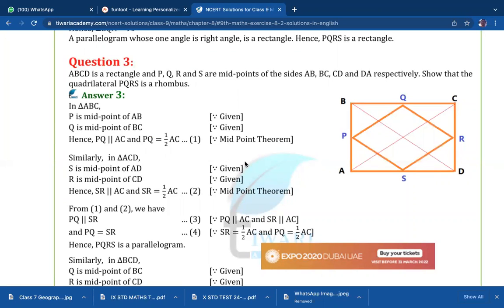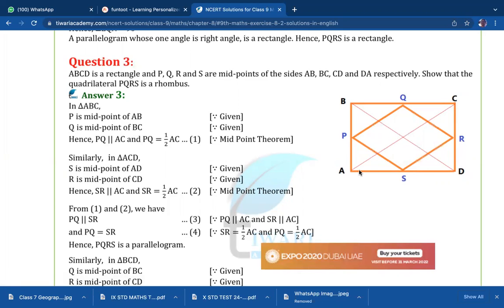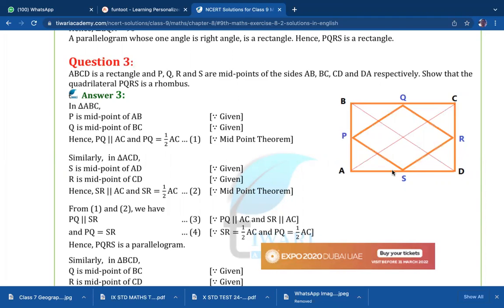So let me go to question number 3. All of them look similar. ABCD is a rectangle. P, Q, R, S are the midpoints of the sides AB, BC, CD, and DA respectively. Show that PQRS is a rhombus. What is a rhombus? A rhombus has all the sides equal, opposite sides are parallel, and opposite angles are also equal.